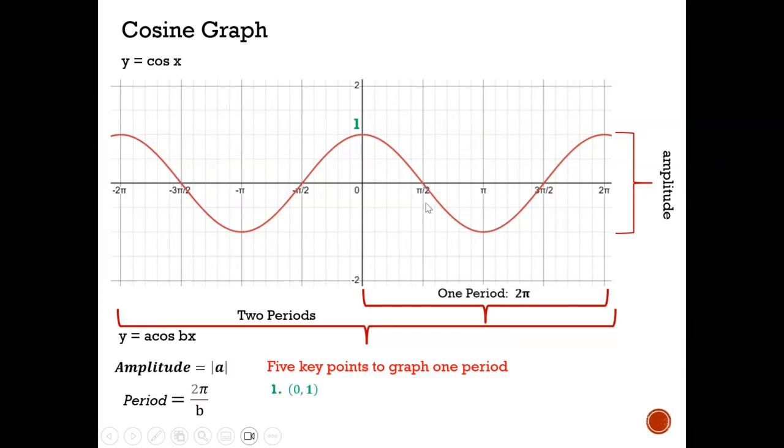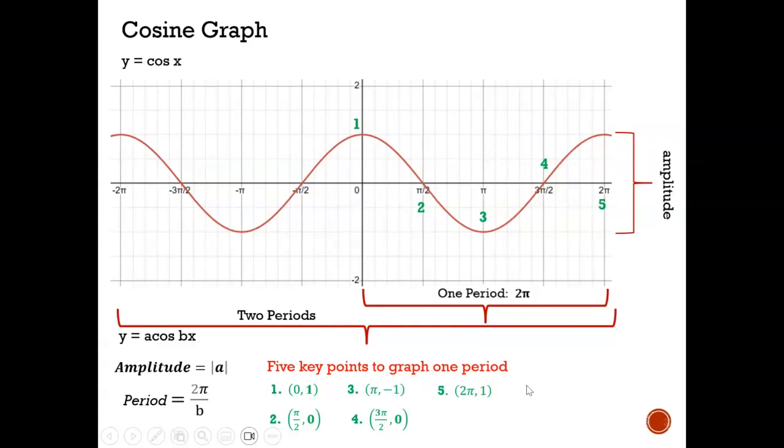My second point, which will be 0, 1. My second point is right there where the pi over 2 is. So it will be pi over 2, 0. My third point will be where pi is. This is going to be pi, negative 1. My fourth point is 3 pi over 2, which will be 3 pi over 2, 0. And my fifth point will be 2 pi, and it's going to be 2 pi, 1. Those are my 5 key points.